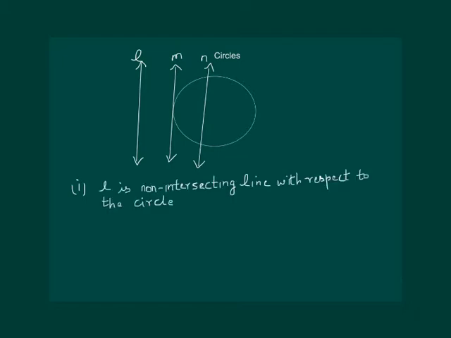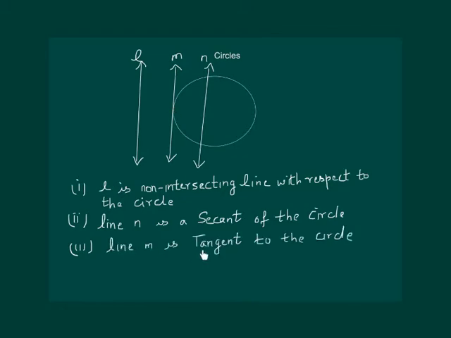Either this line will have no common point with the circle, or it can intersect the circle in two different points, or it can just touch the circle at one point. In the first case, when the line has no common point with the circle, we say that L is non-intersecting line with respect to the circle. In the second case, when there are two intersecting points of the line and the circle, we say that line N is the secant of the circle. And the third case, when there is only one point which is common to the line and the circle, we say that line M is tangent to the circle.